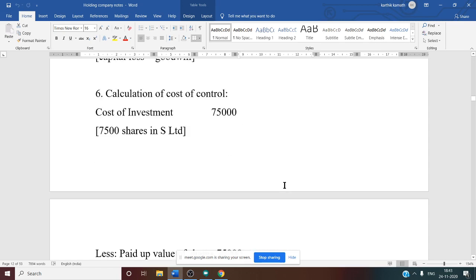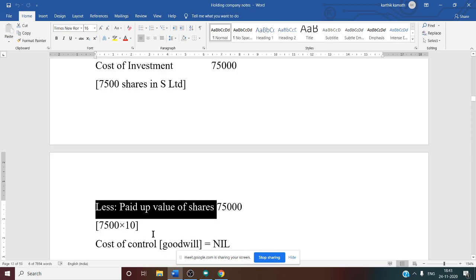After writing the investment value, from that we have to deduct the paid up value of share. There are two methods for calculating the paid up value of share. One is, you know the majority holding. What are the majority shares? That is 7,500.